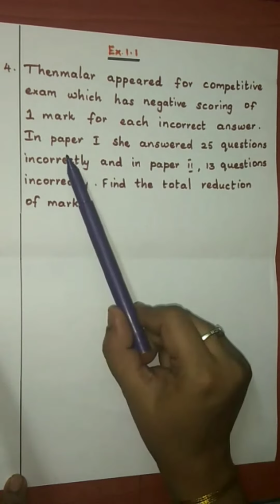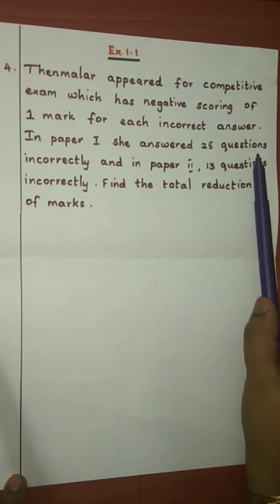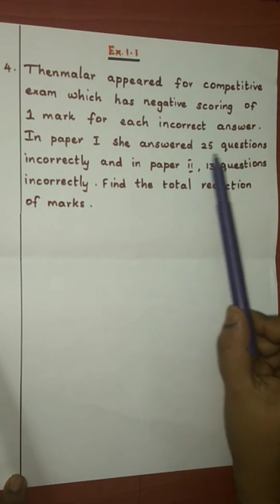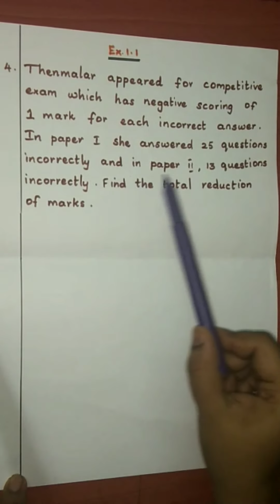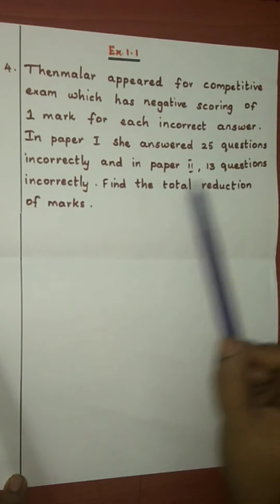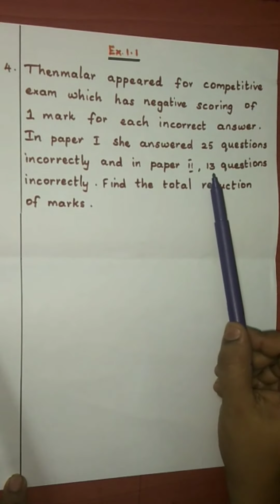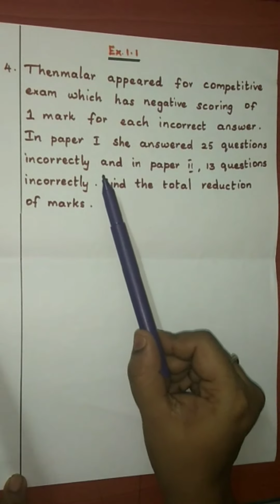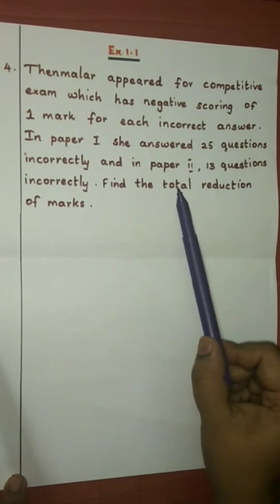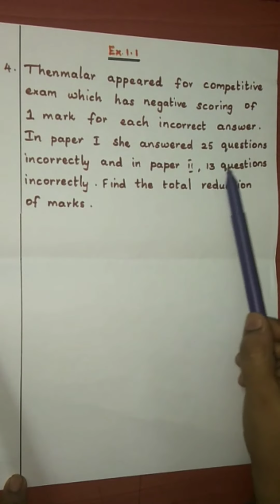So in paper 1, for how many questions did she answer incorrectly? For 25 questions. So she scored minus 25 marks in paper 1. Similarly in paper 2, for how many questions did she answer incorrectly? For 13 questions. So she scored minus 13 marks in paper 2. So how to find the total reduction of marks? We have to add these two negative marks.